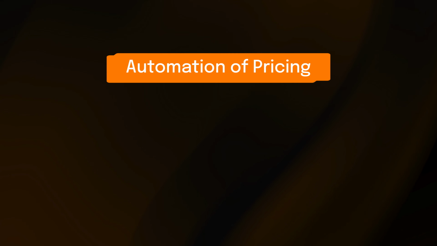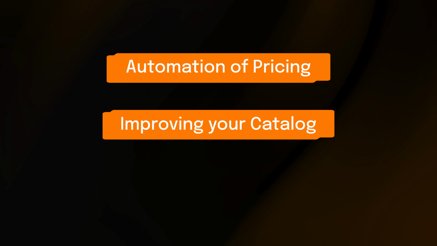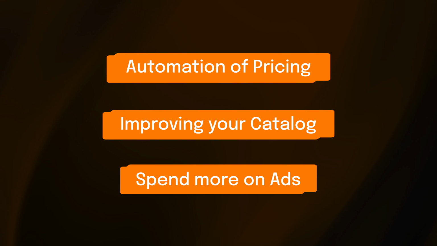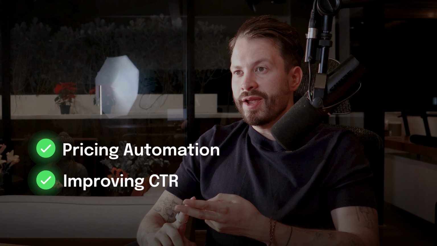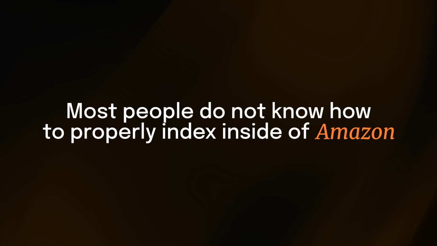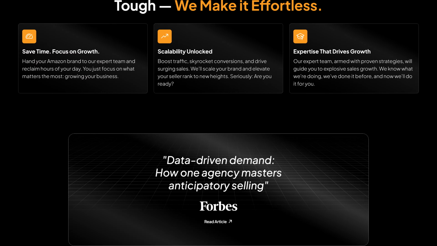So when you combine automation of pricing, we combine improving your catalog from a click-through and conversion rate, from creative, better product value proposition. You combine being able to spend more in ads and reinvest more into different parts of the funnel. So when you zoom out and you can see pricing automation, you can see improving click-through and conversion with creative, you can see better SEO strategy. Most people do not know how to properly index inside of Amazon. And it shows through the data, through me looking at people and the ability that we have in order to take on catalogs, properly position them and scale them. Look through our website. We have tons and tons of case studies. We do this over and over and over again.